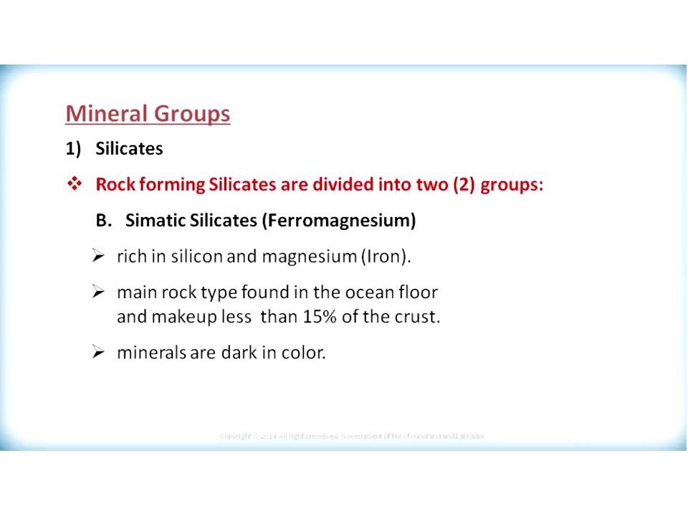When we look at the second group of silicates that make up Earth's crust, they are called the simatic silicates. Simatic silicates are rich in silicon and magnesium, and they also contain iron. Hence, the name ferromagnesium silicates, ferro standing for iron, and magnesium standing for the magnesium. They are the main rock type found in the ocean floor, and they make up less than 15% of the Earth's crust. And these minerals are generally dark in color.